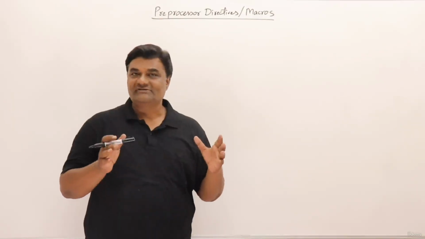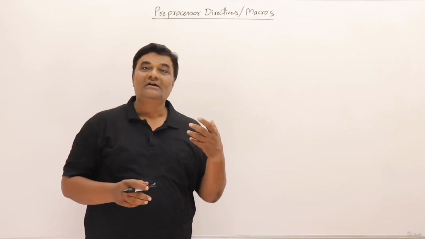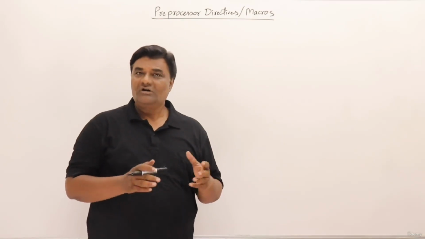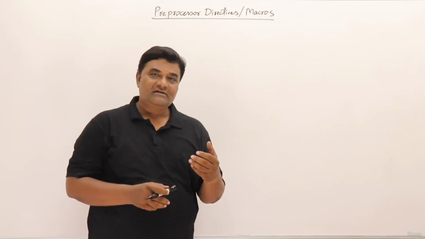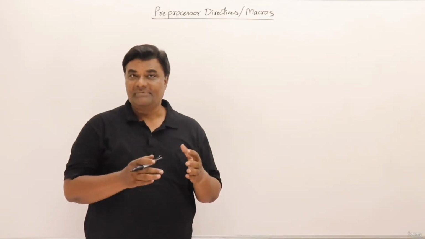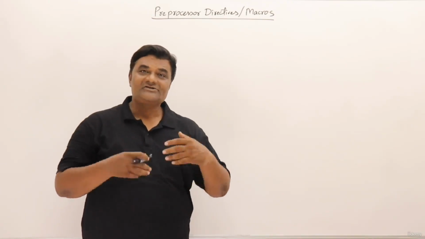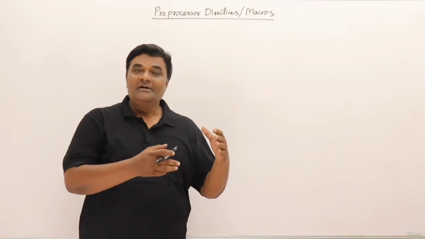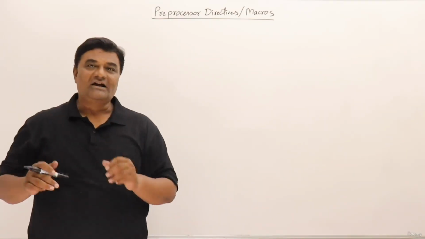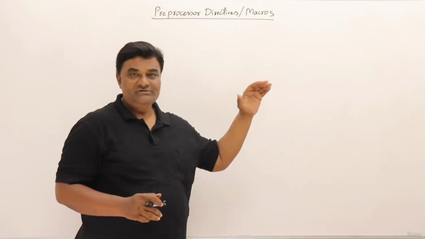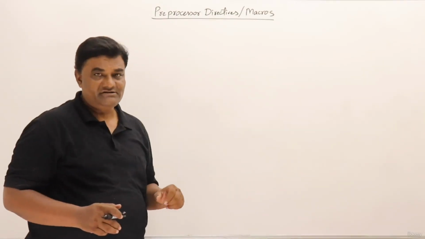Let us look at preprocessor directives, which are also called macros. What are these? These are instructions to the compiler. We can give some instructions to the compiler so that before it starts compiling a program, it can follow those instructions and perform them.